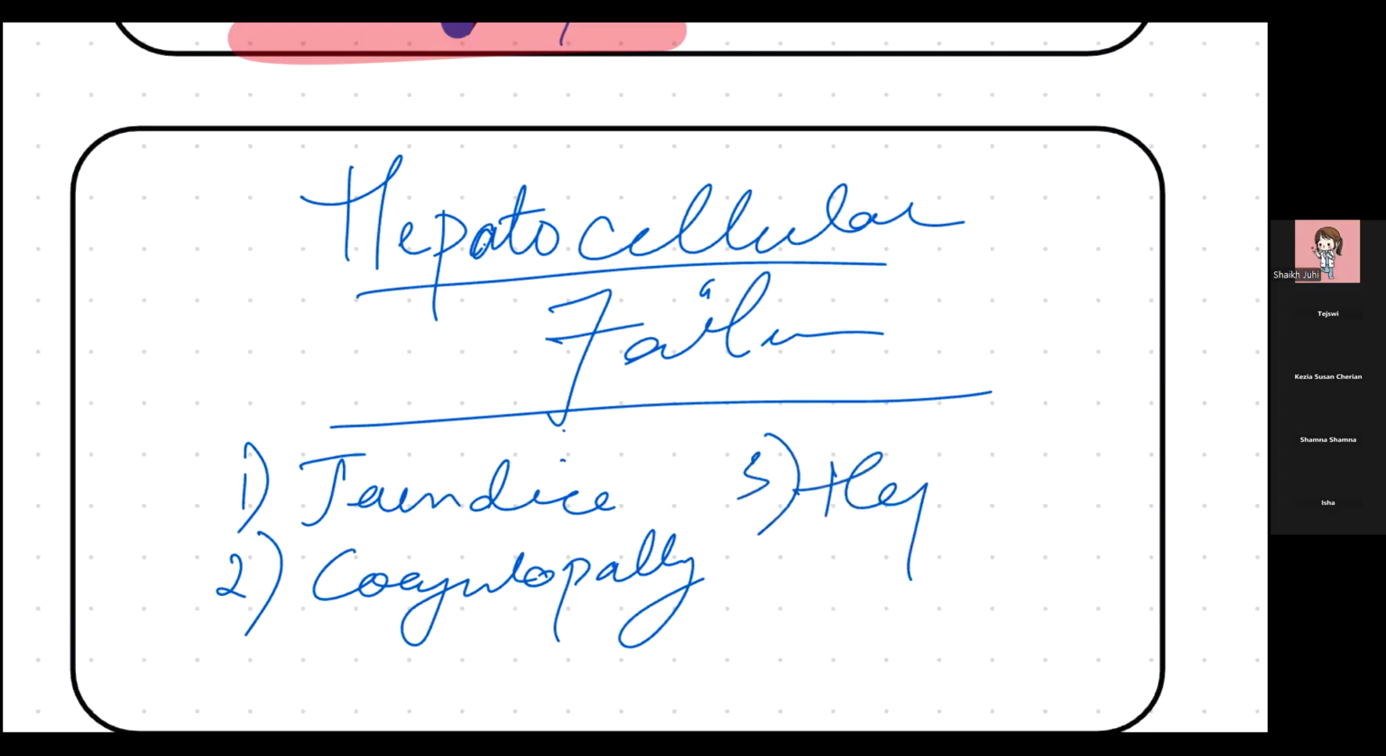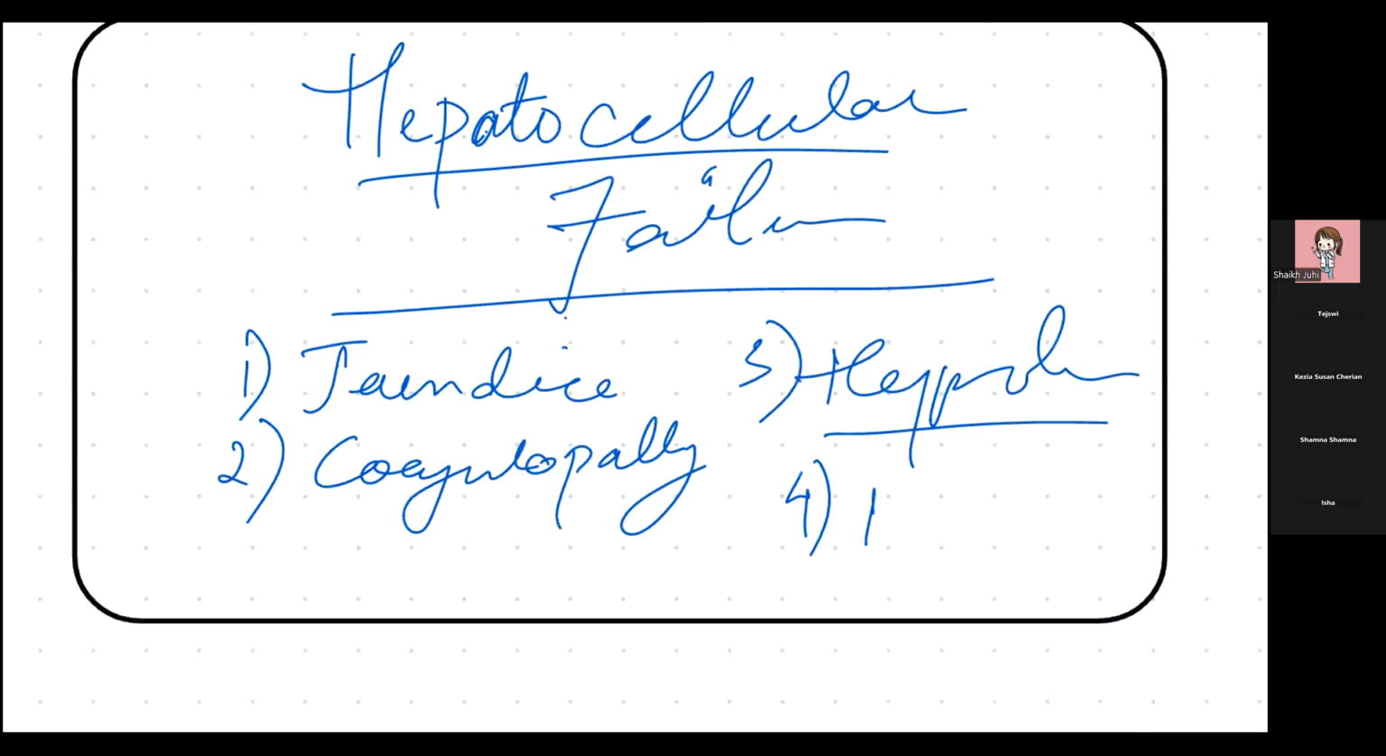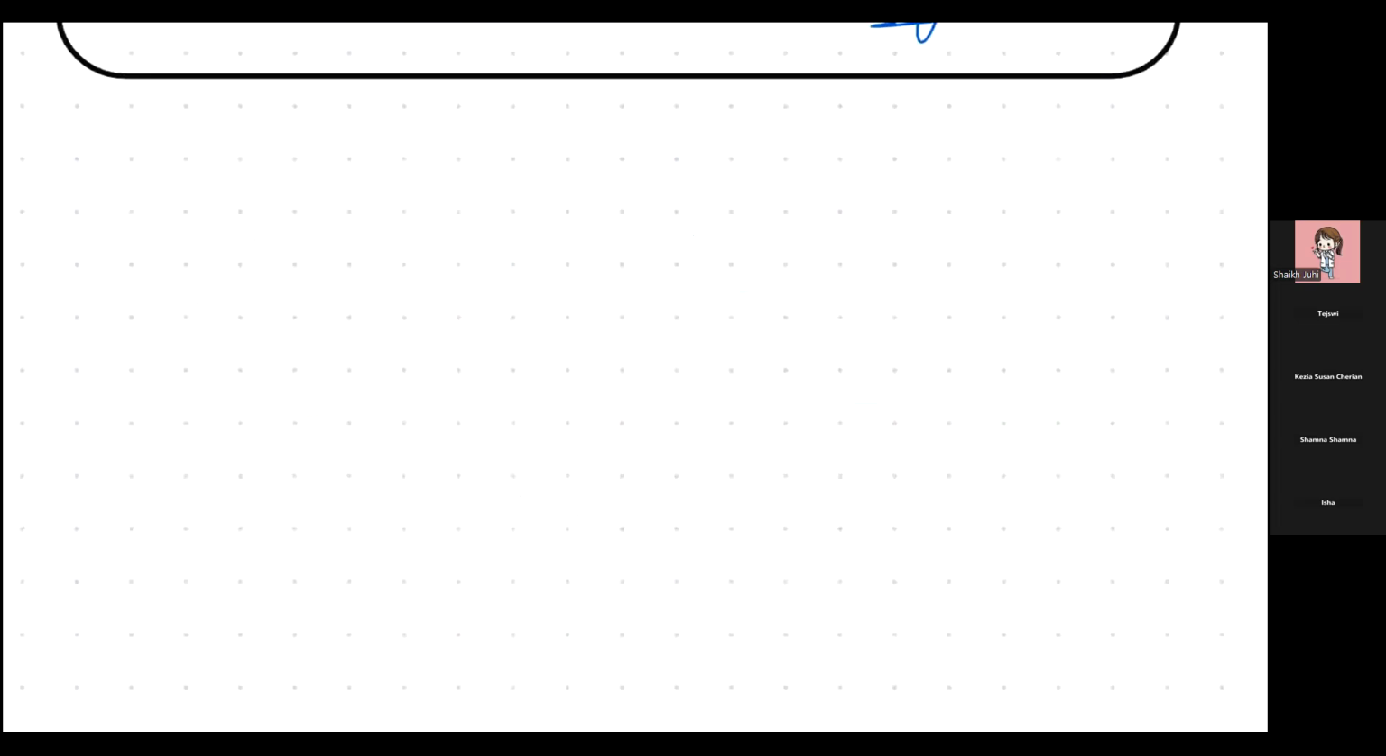Okay, so the third one is hypoalbuminemia. Now we know the albumin is so important for drug binding. So if this is not there, definitely it will affect. The fourth one is hyperammonemia. Again, if the ammonia is going to increase, then definitely there are further complications that can be seen, isn't it? Now let's move on to the next clinical feature. What else is it?